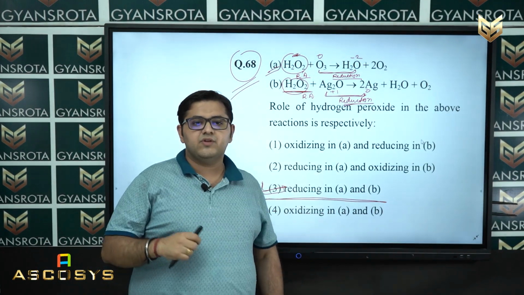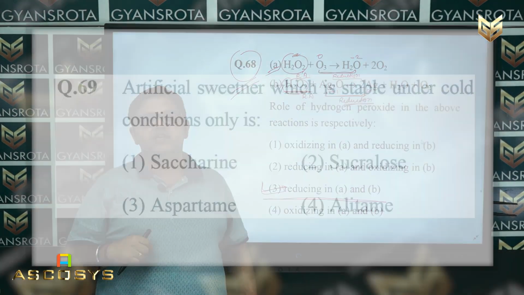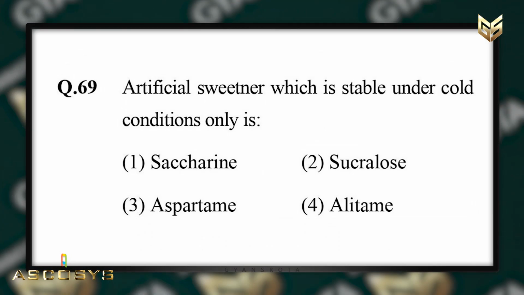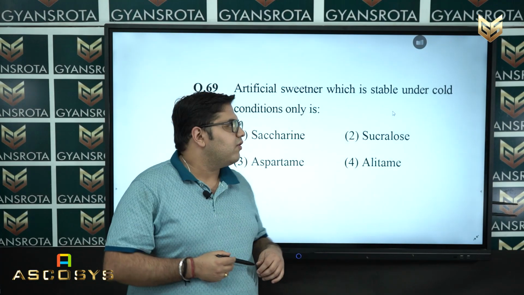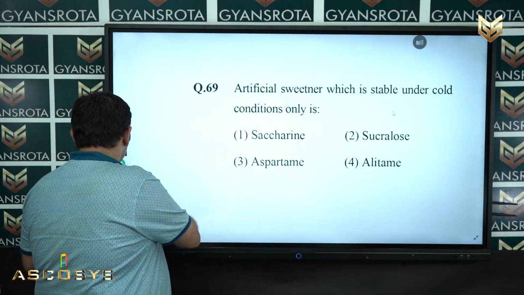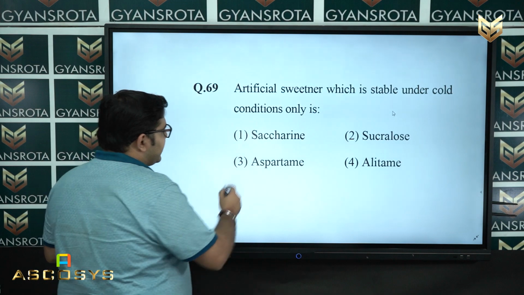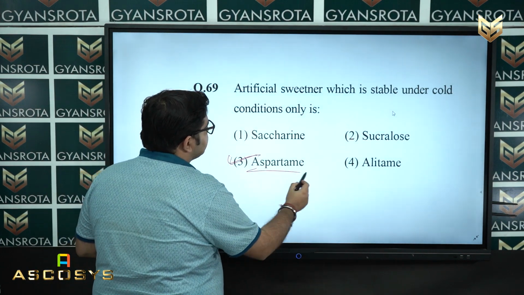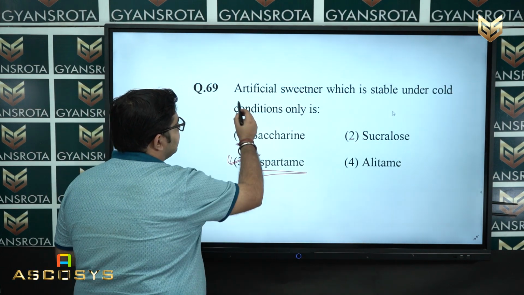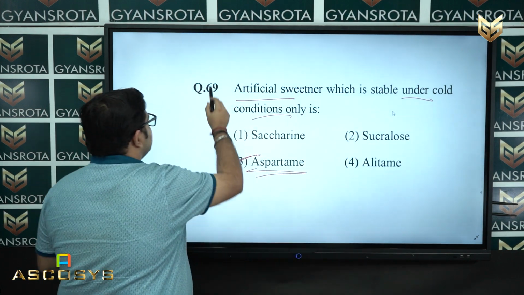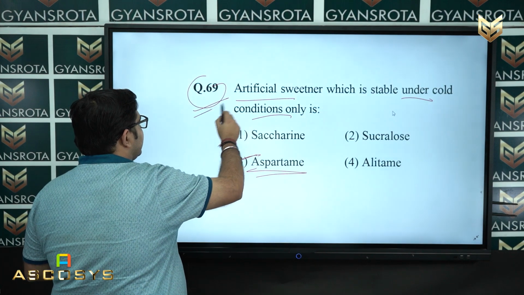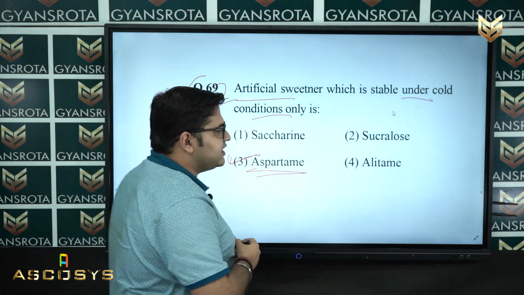So now we are moving to the next question, that is question number 69. Question number 69 is on your screen. Artificial sweetener which is stable under cold condition only is. This is a direct statement of your NCERT. So the answer is aspartame. Aspartame acts as an artificial sweetener which is stable under cold conditions. So option number 3 is the correct answer of your question number 69.